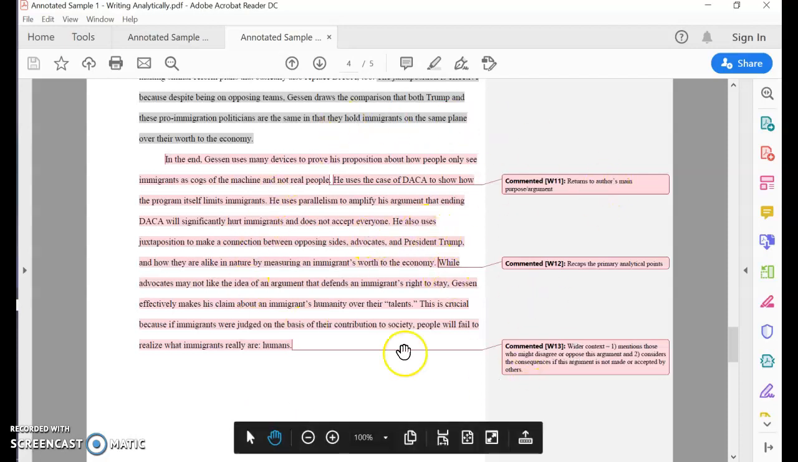So if you are lost about a conclusion and you just don't want to restate your thesis, have a look at this first example here, because I think she does a pretty good job, and it's not overly lengthy as well.